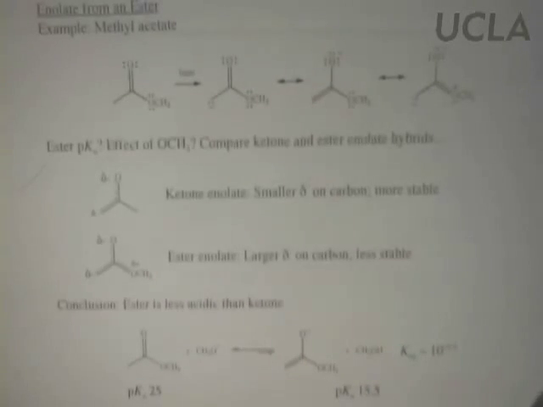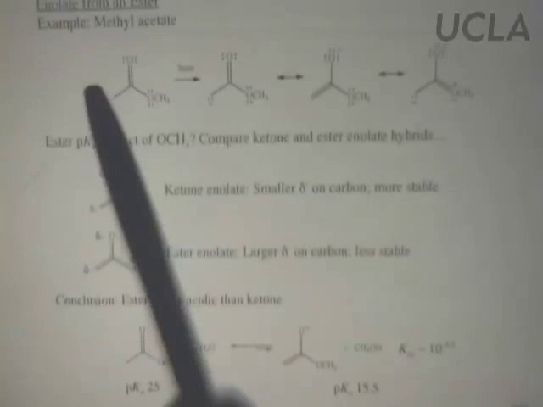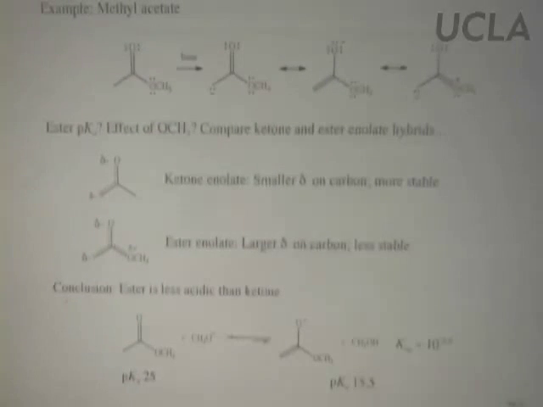Now, what about an ester case? Here's an ester. I can do the deprotonation very much in the same way I did with the ketone. Take away the alpha hydrogen, get my resonance contributors, the enolate resonance contributors. Those look fine. Looks very much like the ketone case. But there's an additional resonance contributor that has to be considered. Can't be ignored. Has to be considered.